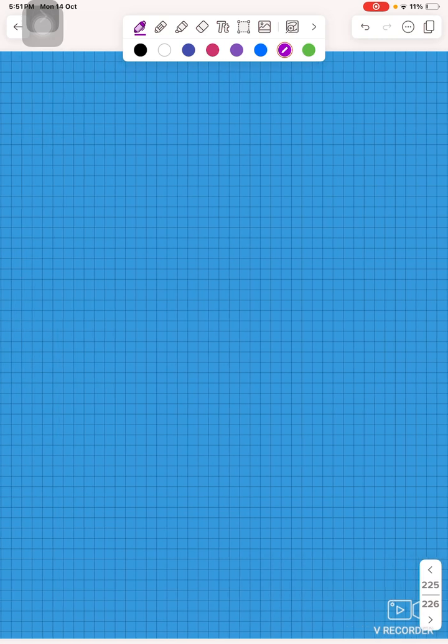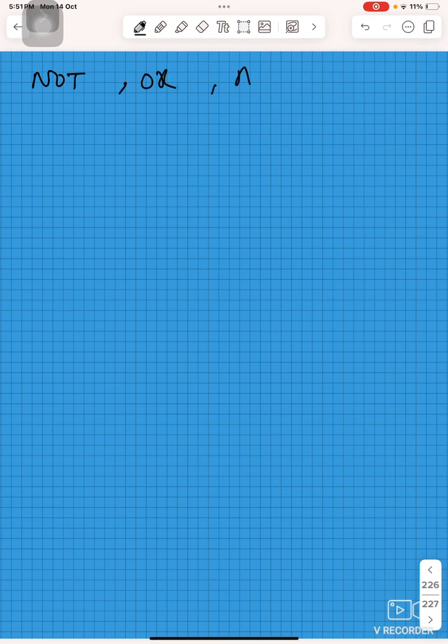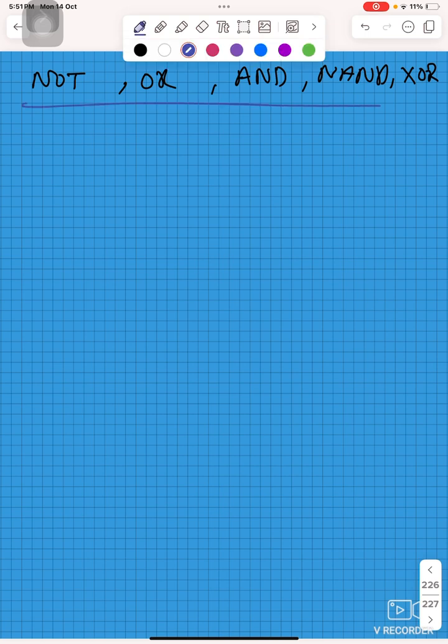Okay, so first of all, I'll just go through all the gates in one page: NOT, OR, AND, NAND, and XOR. These are all the gates in normal physics, and they are studied mostly in high schools or in secondary.